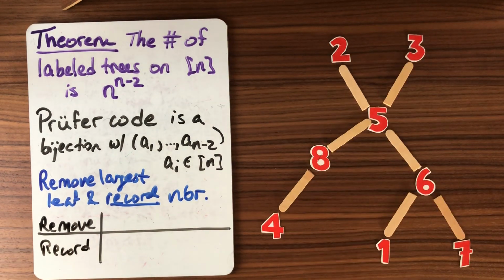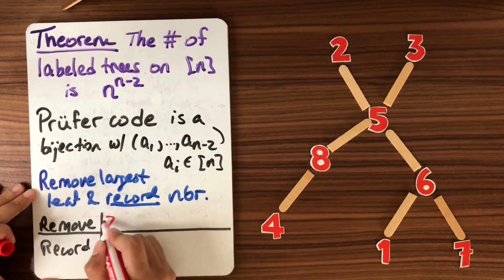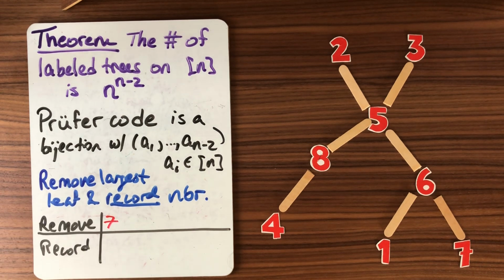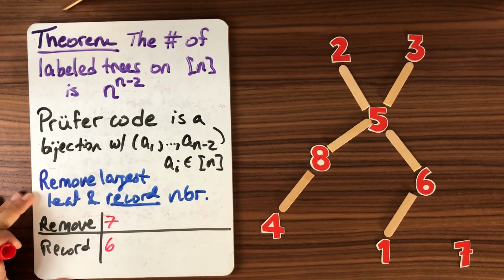First of all, I look at my tree and ask, what is the largest leaf that I see? My numbers are 1 up to 8. 8 is not a leaf. 7 is, though. 7 is the largest leaf that I see. So I'm going to remove 7 from the graph. So 7 is gone. I'm going to leave the edge and the node there just so we can remember it was there. What do I record? What was 7's neighbor? It was 6. So 6 is what I record.